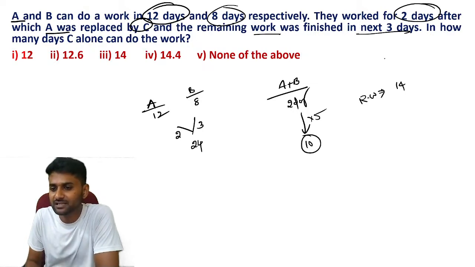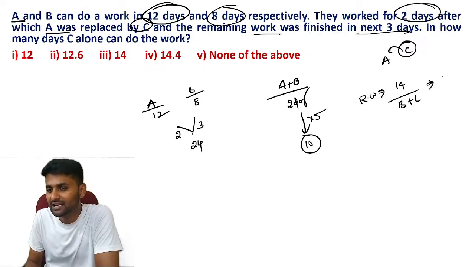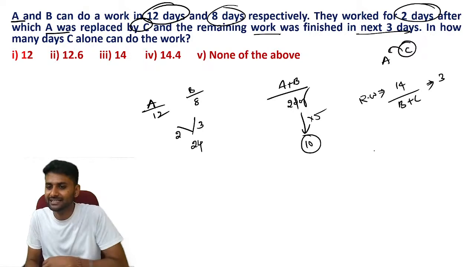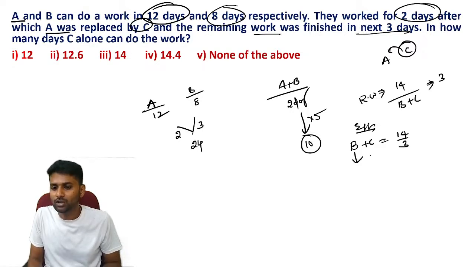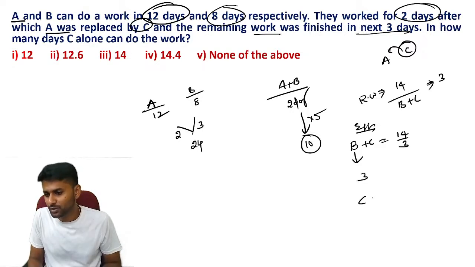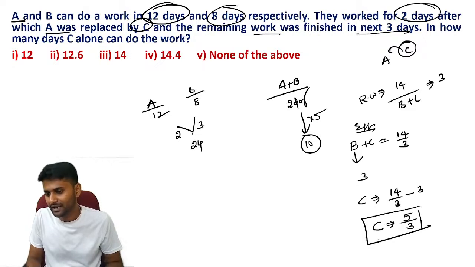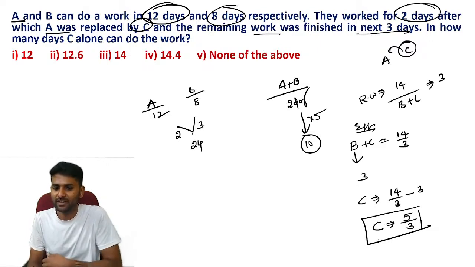And they clearly mention that A is replaced with C. Now B and C work together, and they will complete that work in 3 days. It means the efficiency of B and C together is equal to 14 by 3. You know that B's efficiency is 3 units. What about C's efficiency? 14 by 3 minus 3. For the calculation, 14 minus 9 is exactly equal to 5 by 3. So you will get the efficiency of C as 5 by 3.